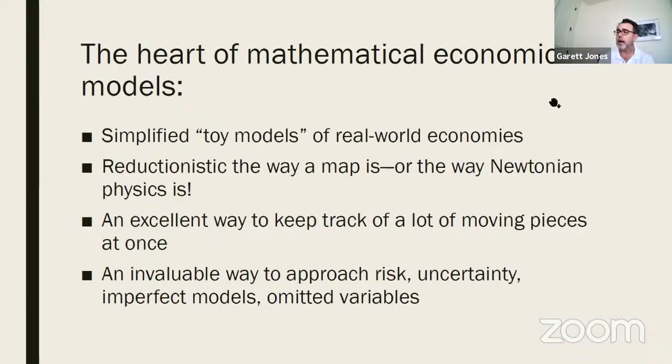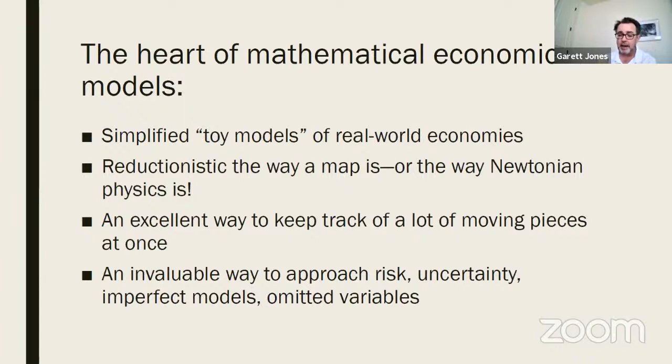It leaves things out just the way a map does, or the way Newtonian physics leaves things out. Newtonian physics is wrong compared to Einsteinian physics, but it was good enough to get people on the moon. And that should be plenty good for most of us, even if it doesn't apply at subatomic scales and very high speeds. So for me, at least, having tried doing verbal economics for a long time before I wound up doing mathematical economics, I find that mathematical models are an excellent way to keep track of all the moving pieces.